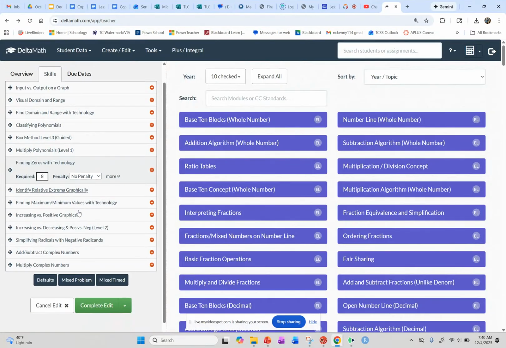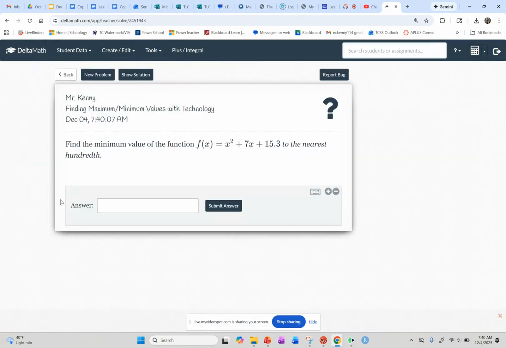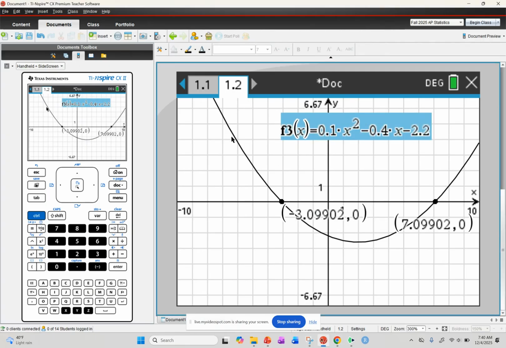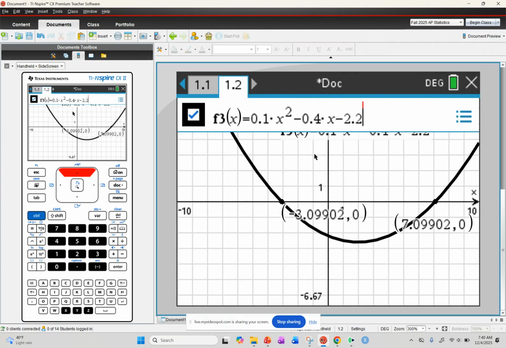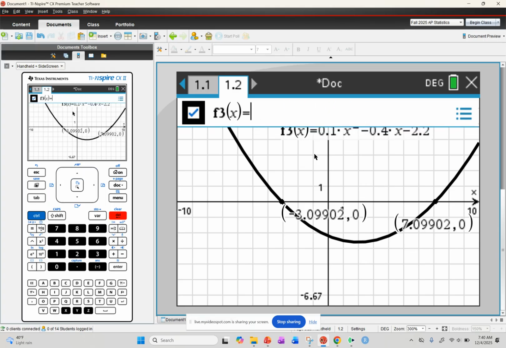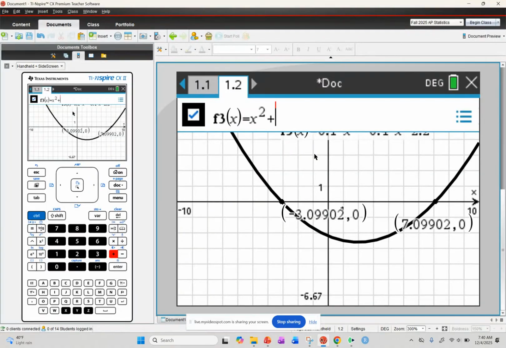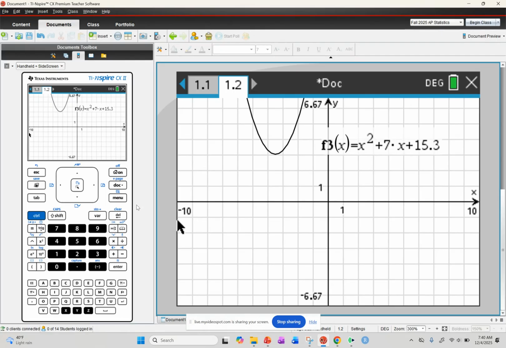I'm going to go to max and min. All right, so find the minimum to the nearest hundredth. So on this one, please remember, if you ever want to do anything cool, hit menu. I'm going to graph a function. And I'm actually going to just go up and change the function that I had so I don't have both of those there at the same time. There's my function. Notice there are no x-intercepts.